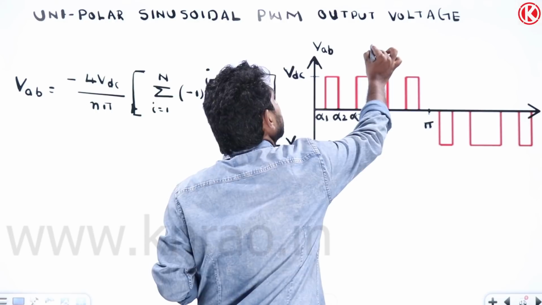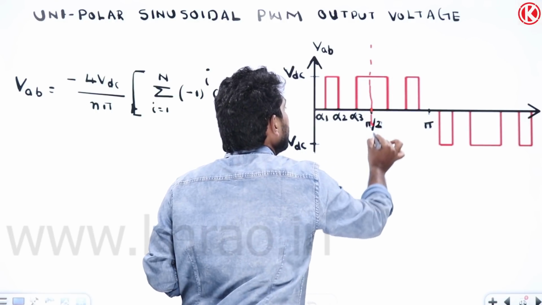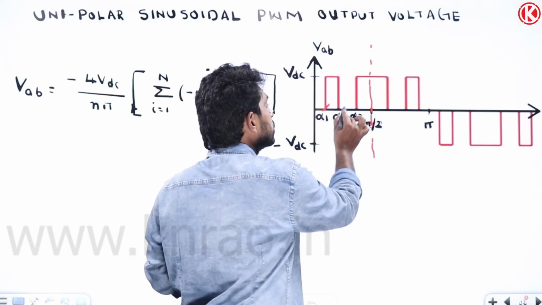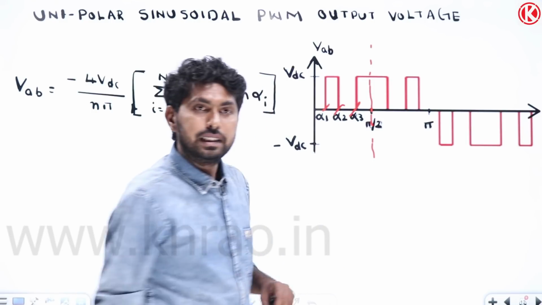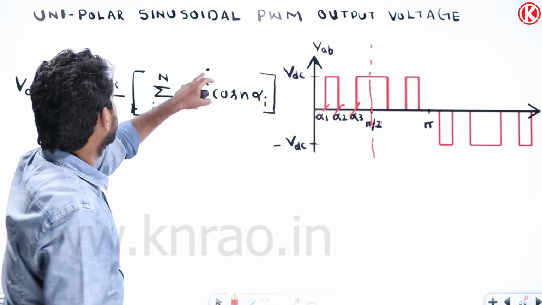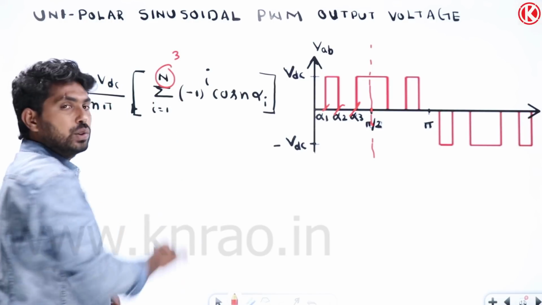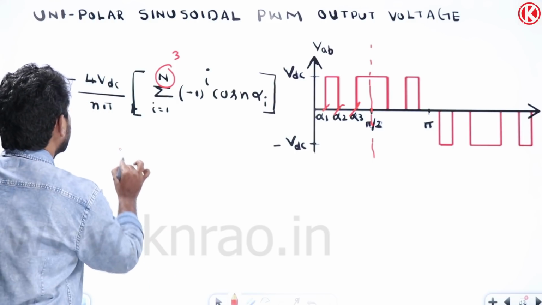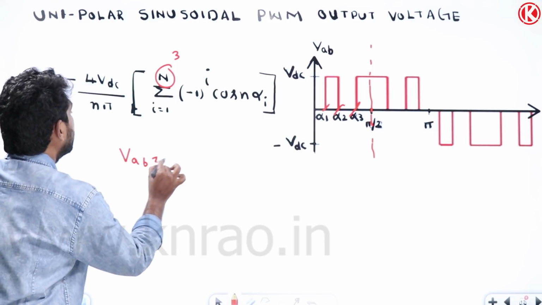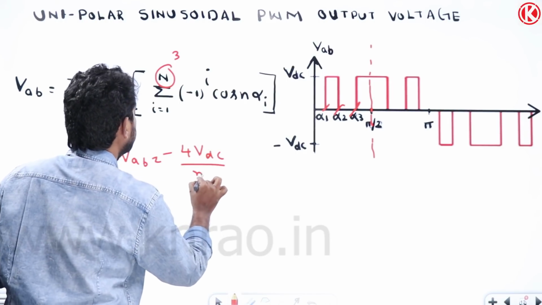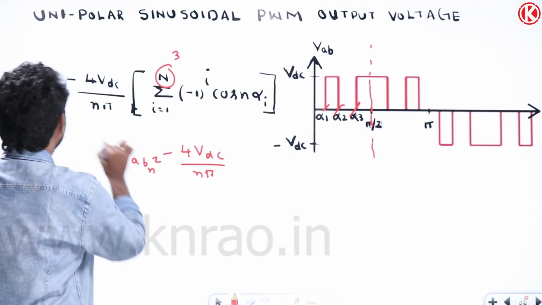Quarter cycle is nothing but up to pi by 2. So how many notches are there? Alpha 1, alpha 2 and alpha 3. 3 notches are there. So I should replace this n with 3. So I should write the expression: VAB equals minus 4VDC by n pi, minus 4VDC by n pi. This is the nth harmonic component.